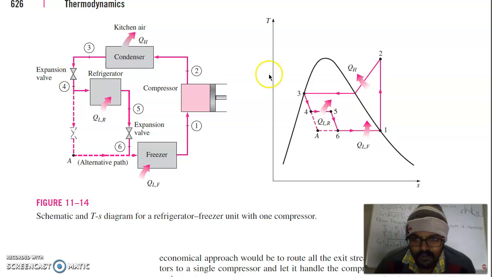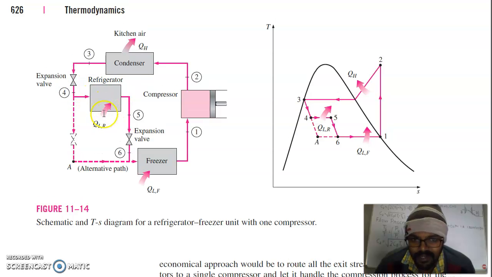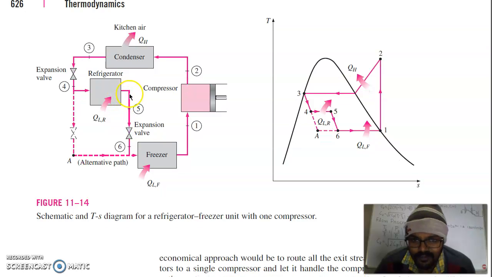Then 3 to 4 is your expansion, and after this expansion, the fluid will be sent to the refrigerator first, where it will take heat, and then it is further expanded in another valve to go into the freezer. So from 3 to 4, the expansion is up to an intermediate pressure. So the temperature produced at this point is much higher as compared to the temperature produced at state 6, at the inlet of the freezer.